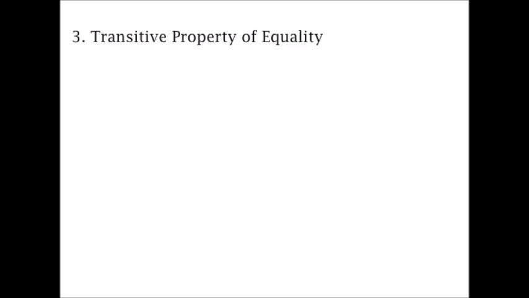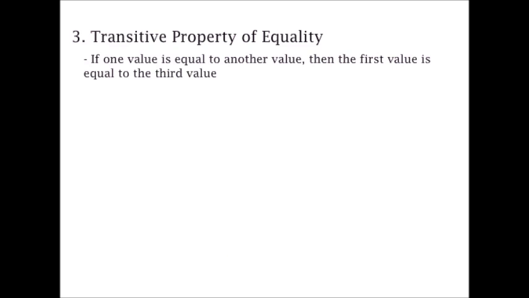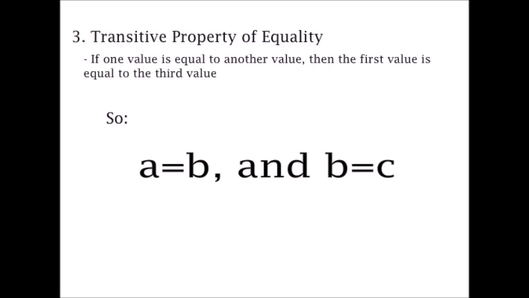The third is the transitive property of equality. If one value is equal to another value, and that value is equal to a third value, then the first value is equal to the third value. So, if A is equal to B and B is equal to C, then A is also equal to C.